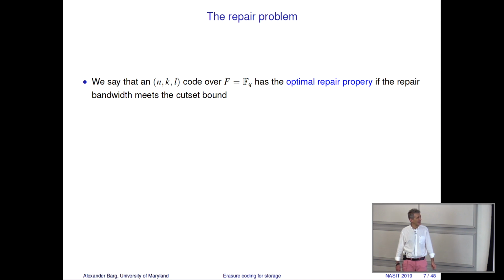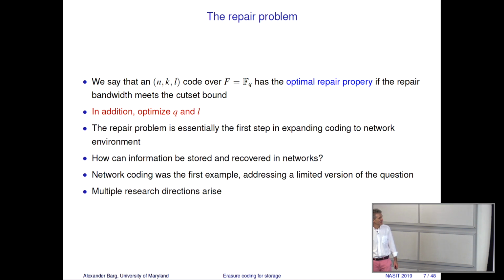We say that a code N, K, L, so N is the length, K is, for the time being, the number of nodes that are required to recover the data, L is the size of the node, has optimal repair property if the repair bandwidth meets the cut-set bound with equality. We want to optimize. Apart from the repair bandwidth, we want to have the field size as small as possible, the size of the node as small as possible. Optimize Q and L for the ease of implementation.